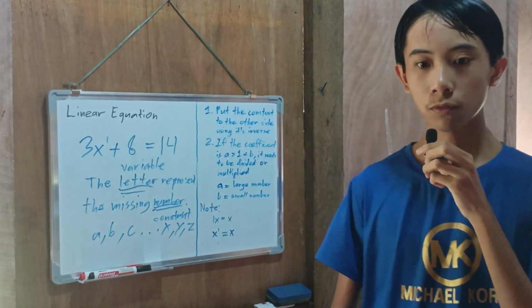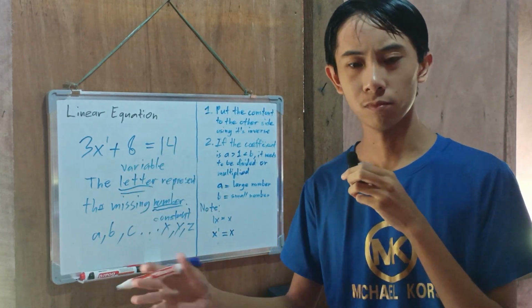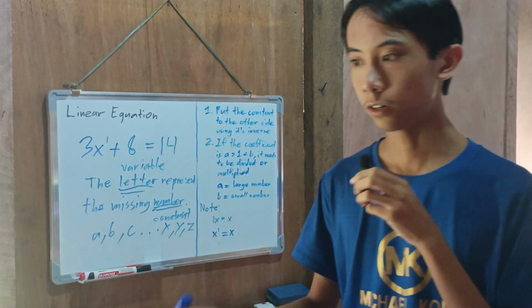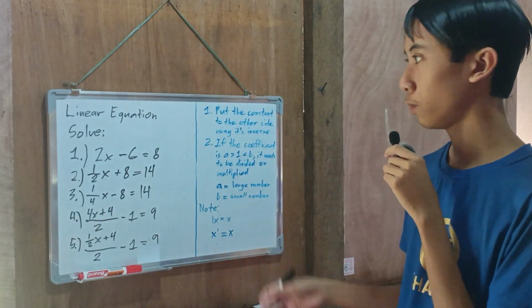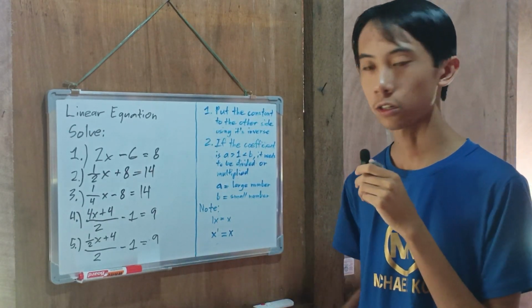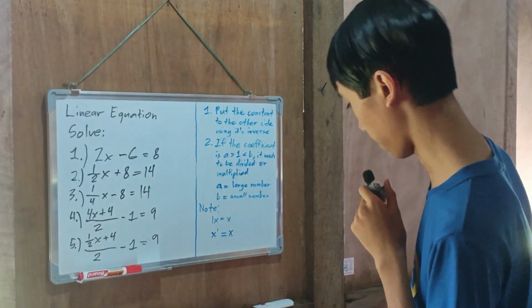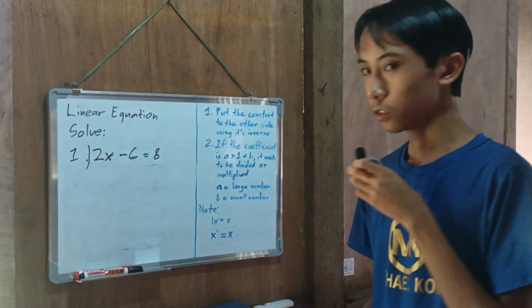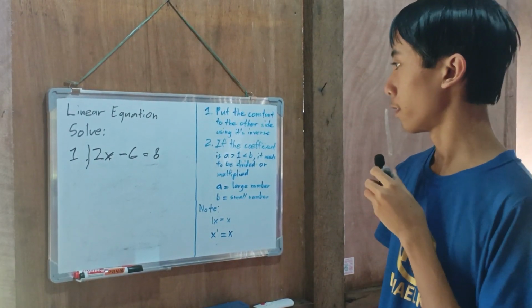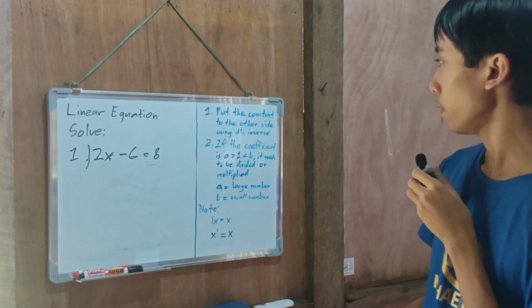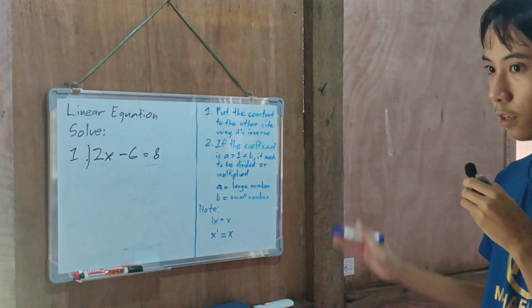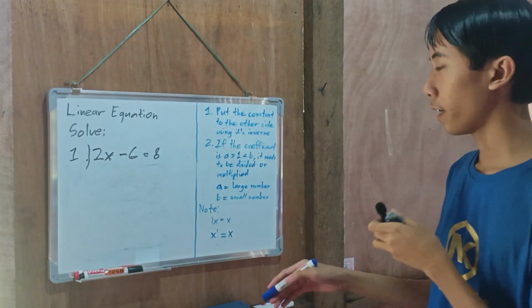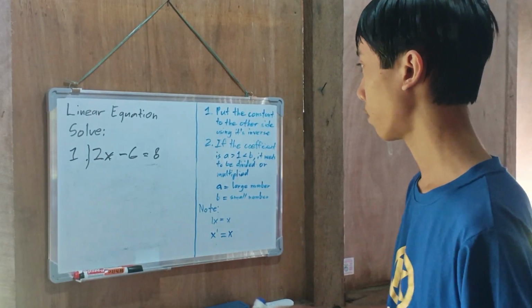Now, I'm going to write an equation to make you understand even further. Okay. Pause the video if you want to solve the equation because I'm going to erase the entire thing. So, okay. Now, to solve number 1, we need to put the constant to the other side using its inverse, meaning that we're gonna replicate this.